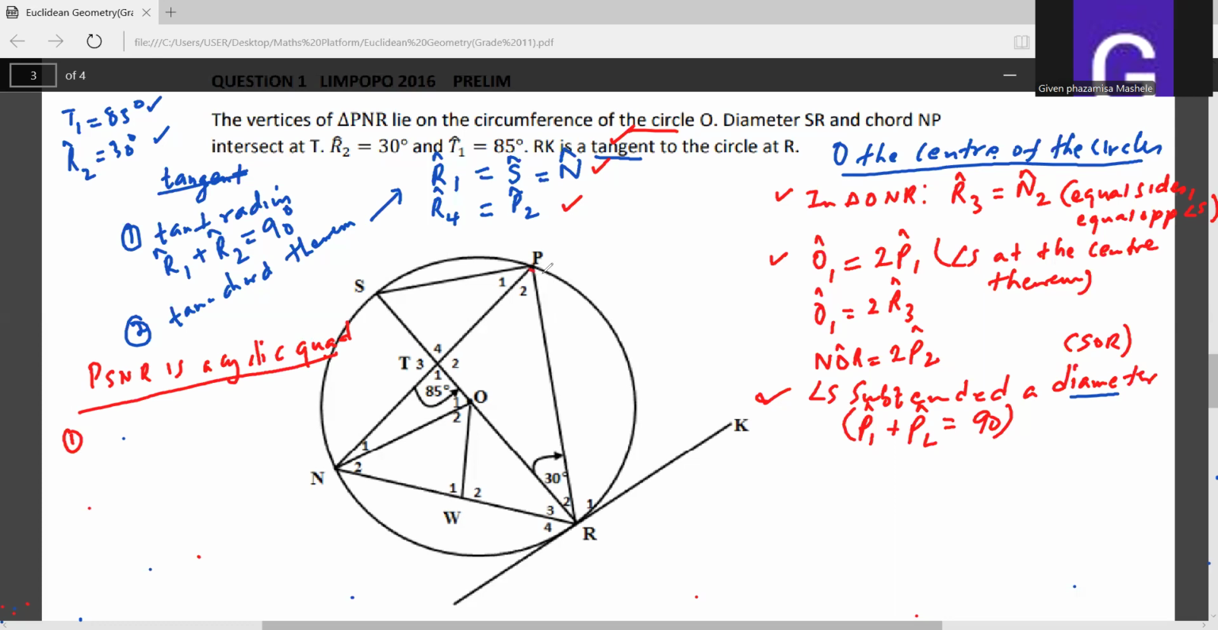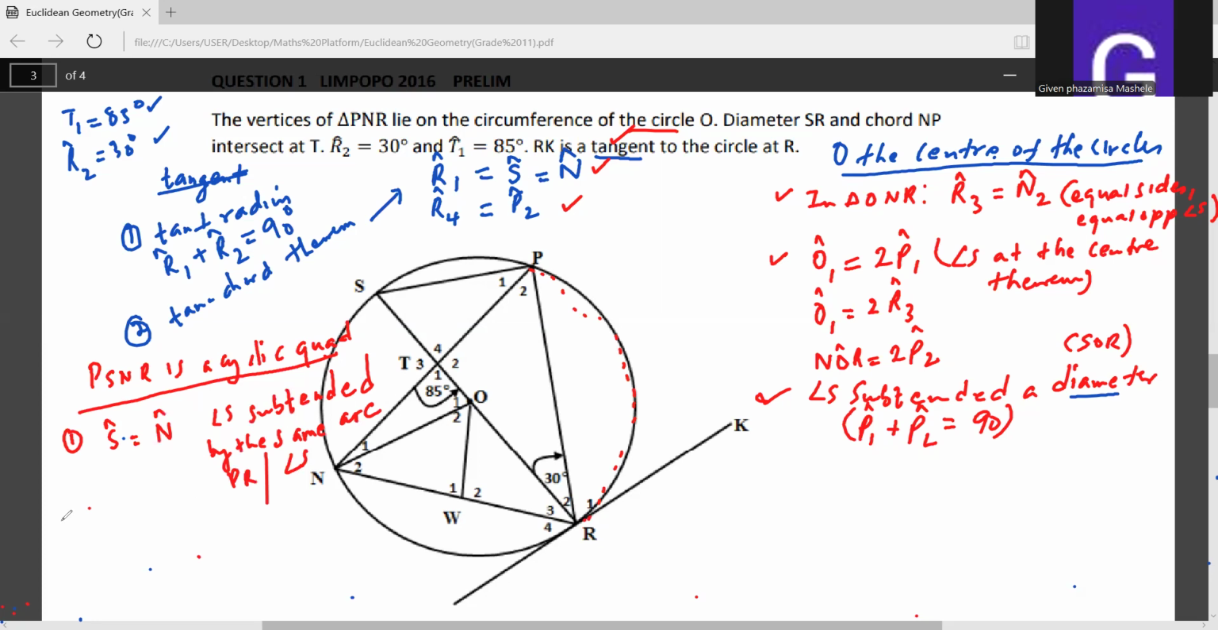If you look at arc PR, what is the name of the angle that is subtending this arc PR? It's angle S and angle N. So we're going to say angle S is equal to angle N. What is the reason? Angles subtended by the same arc. You must specify the name of the arc PR. Or you can say angles in the same segment. Angles in the same segment is also relevant.